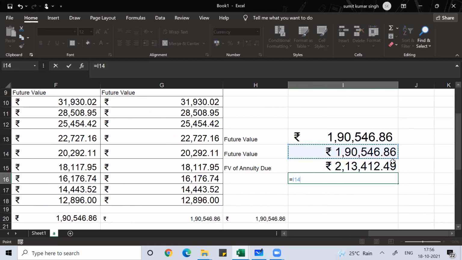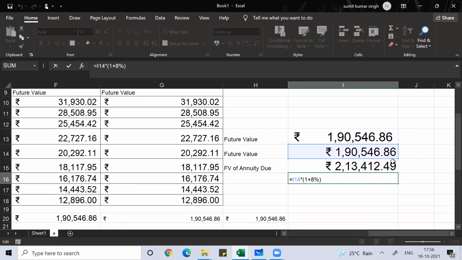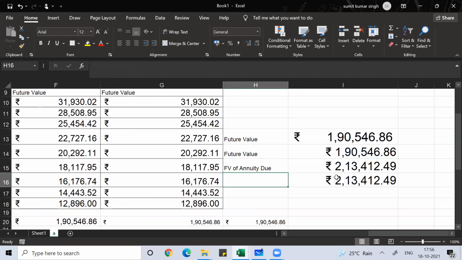You will get the same thing if you multiply this with 1 plus rate of interest. I think it's 8%, right? 12%, not 8%. Format painter, just click on this. If you do the same thing, fine. So you will get the same value.